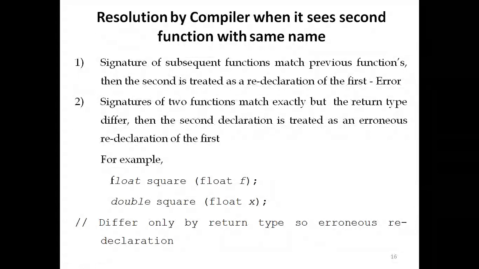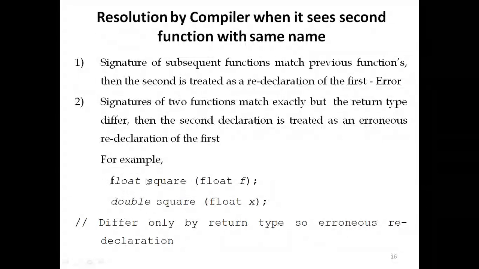If the signature is exactly matching the previous function, then it will treat that as an error. Suppose the signature of the function matches but only the return type differs, then it will be erroneous. It will be considered as erroneous redeclaration of the function. For example, consider this is a square function which takes one floating point value as input, and this is also another square function, the same name as the first one, and it is also taking one float. But when you see the return types, here it is given as float and here it is double.